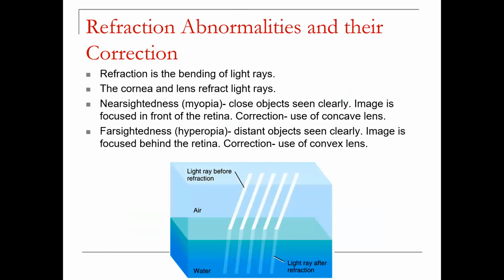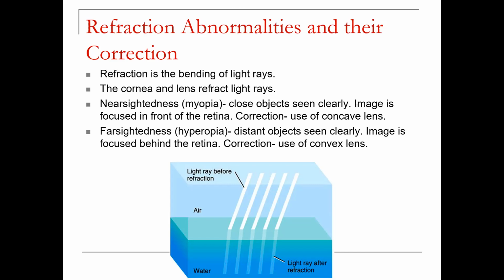Now, something that occurs to us when we look at images, of course, is we have to bend light rays. We refract. The bending of light rays is called refraction. The cornea and the lens bend the light rays. Now, sometimes that doesn't work well for us. A good, healthy lens will bend the light rays and focus them directly on the retina. But sometimes it doesn't work that way.